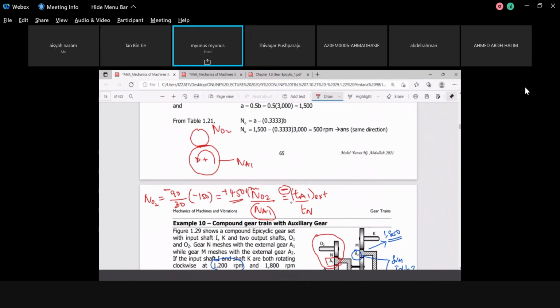Okay, so this one is in terms of numericals. So which way will it be rotating now? This one is counterclockwise. This one we call rotating clockwise. So what is clockwise? Clockwise is equal to positive direction. Yes or no? Is that clear?